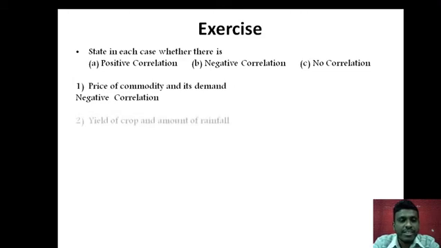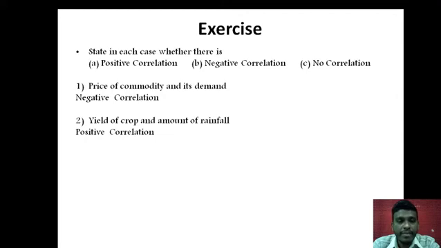Next, yield of crop and amount of rainfall. That is rainfall in whatever is required. So yield of a crop, how much crop will you get maybe per hectare if rainfall is good, and if rainfall increases, the average yield of the crop also increases. So both follow a positive correlation.